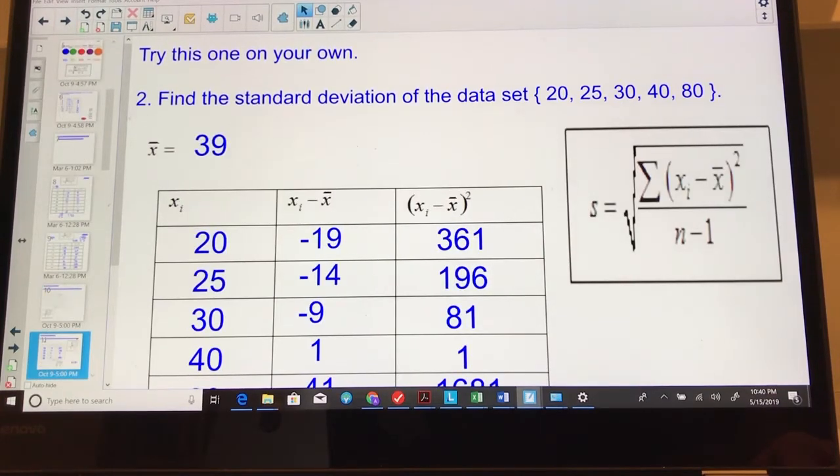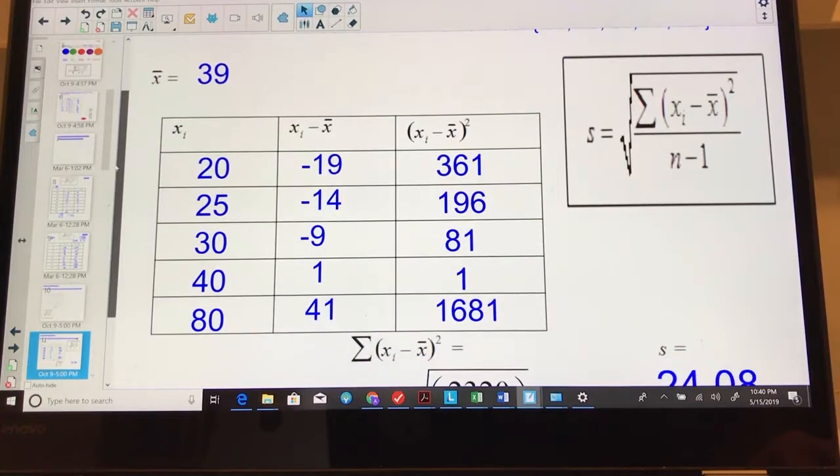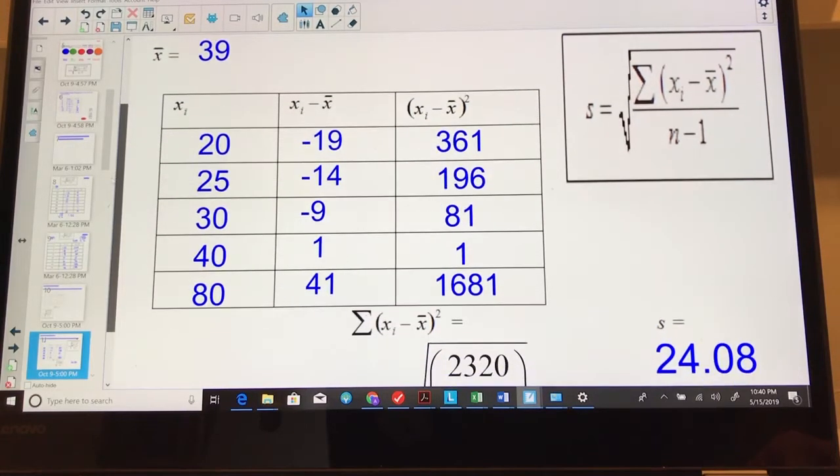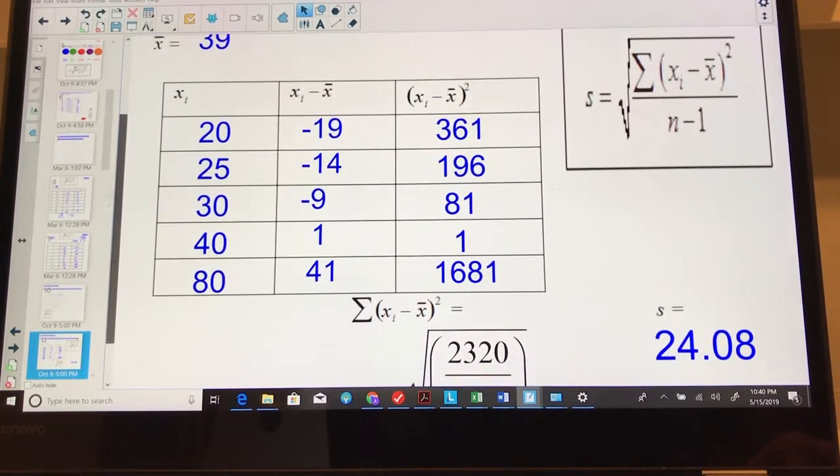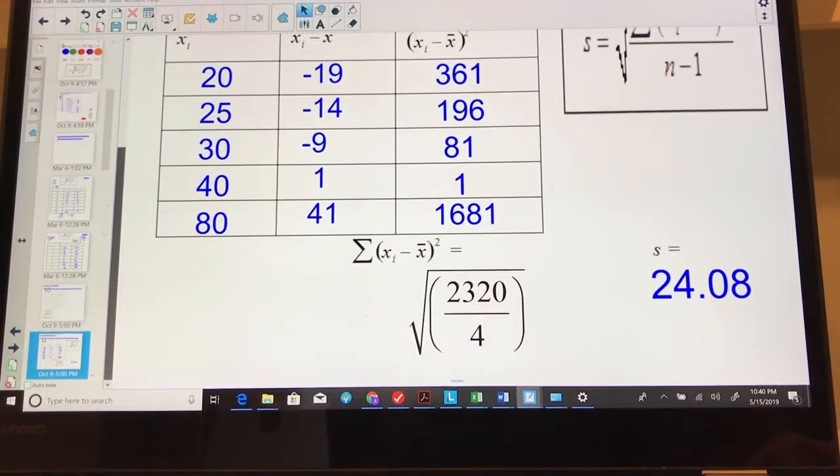Welcome back. You should have gotten a mean of 39. That's what your table should look like. You should get a standard deviation of about 24.08. Hopefully you got that correct. If not, take a look through here, see where you made your mistake.